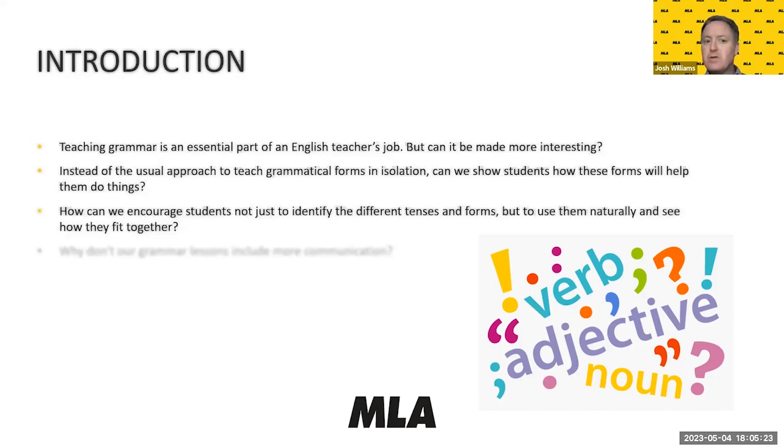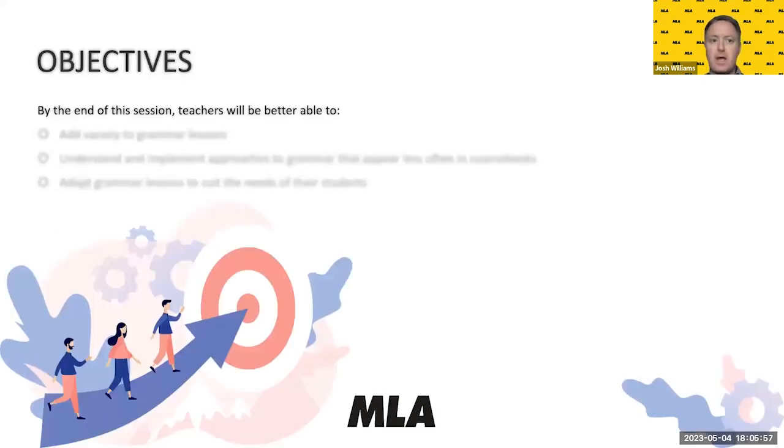How can we encourage students not just to identify the different tenses and forms, but to use them naturally, see how they fit together? Again, it's not very realistic to be giving them tests and saying, explain the present perfect. If they can explain it, fantastic. If they can use it, that's the key. If they can't use it, then the explanation's not going to help us very much. And just another thing to consider, why don't our grammar lessons include more communication? How can we make our grammar lessons more communicative?